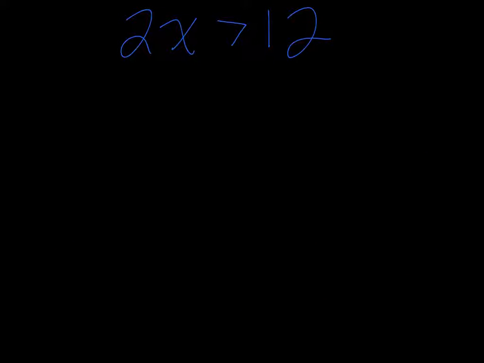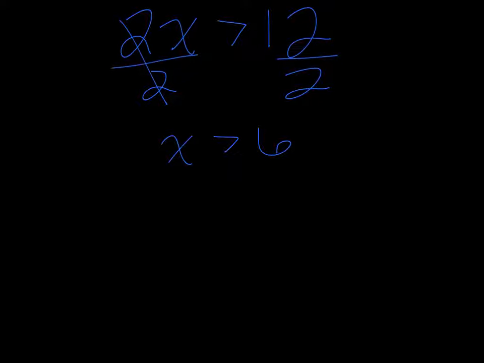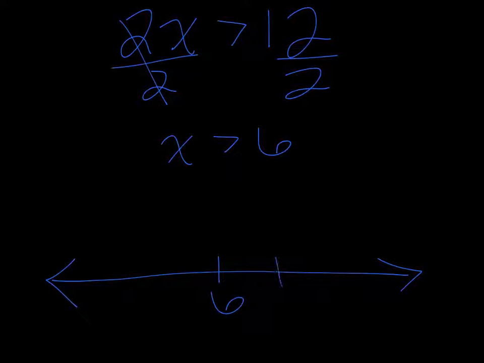So on this one we have to solve it first. We have to get x by itself, and then we can graph our inequality. So when we go to solve this, we would divide both sides by 2. Those would cancel. So x would be greater than 6. So on our number line, we would put 6, a few numbers bigger, and a few numbers smaller.